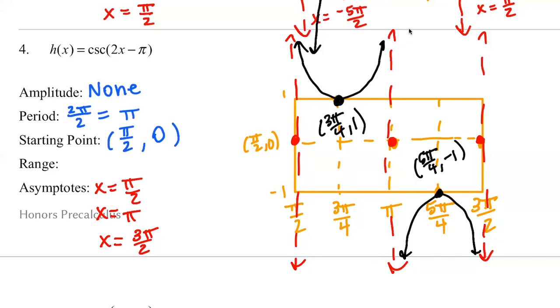Okay. Now our range, our black curve is what we're looking at. We have a u that goes from negative 1 and below. And we have a u that starts at 1 and gets bigger. So our range is negative infinity to negative 1 and positive 1 to infinity.